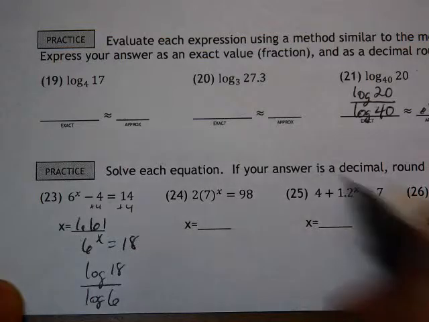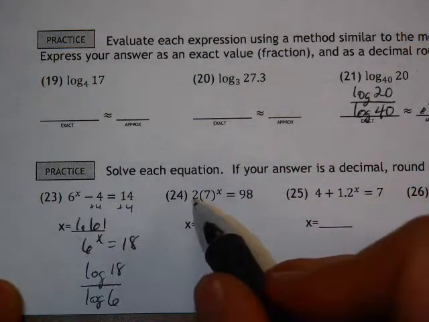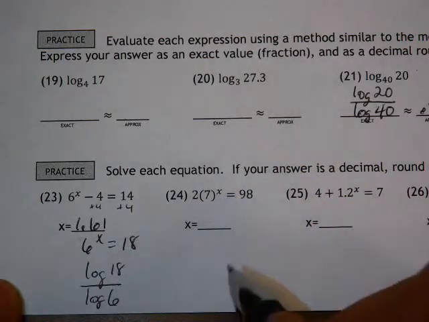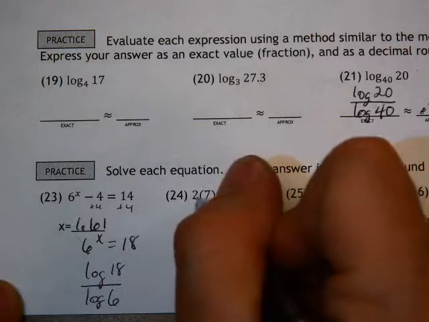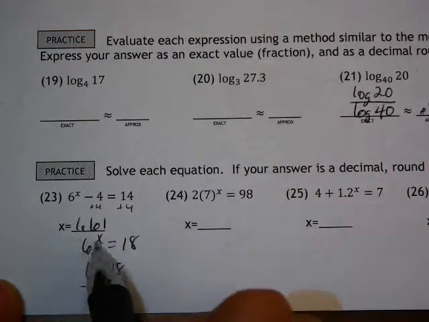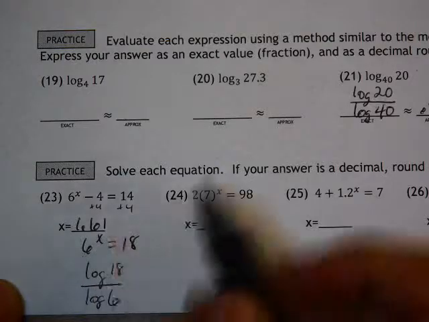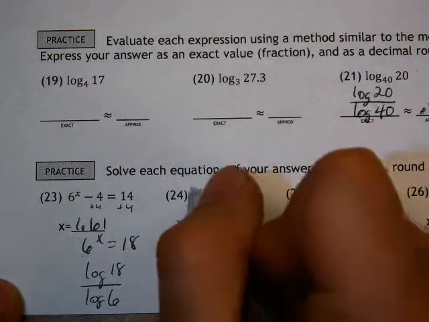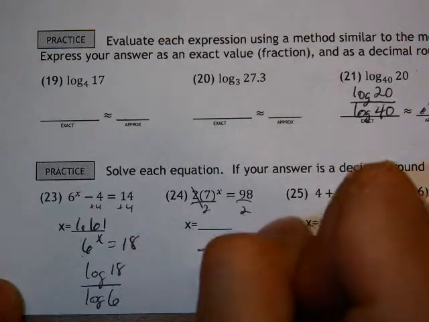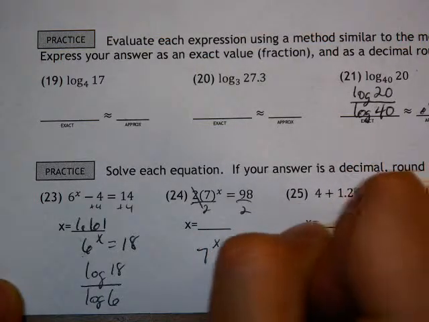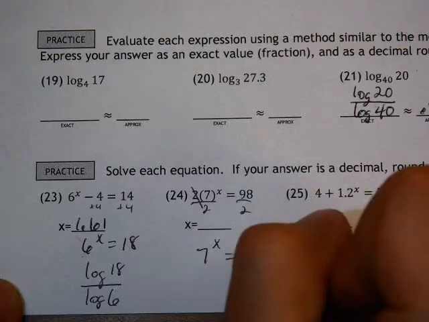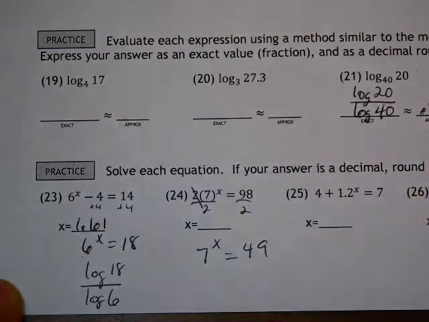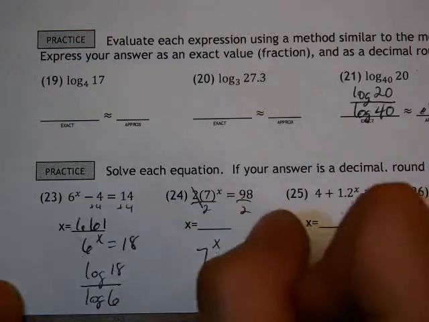On 24, now you've got 2 times 7 to the x equals 98. We want to get rid of that 2. Again, we want to get just the base and the exponent, something to the x power, by itself. To get rid of this 2, we're going to divide both sides. This cancels here, leaving us with 7 to the x equals 98 divided by 2, which is 49.